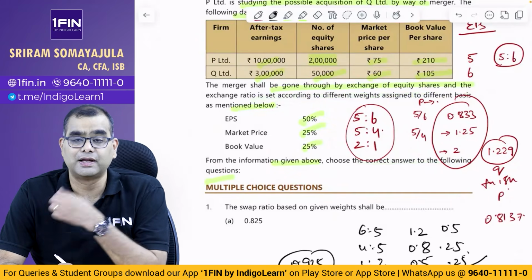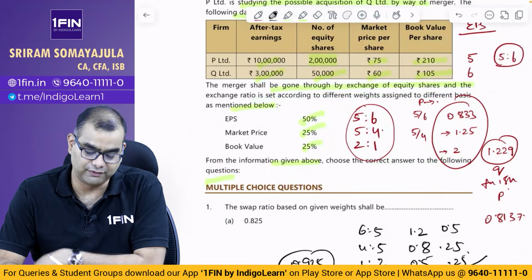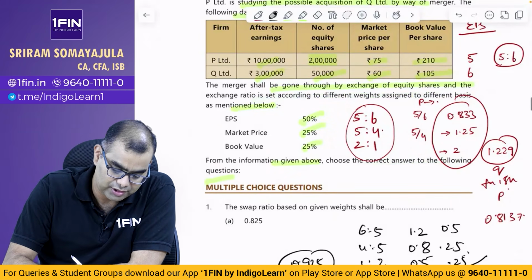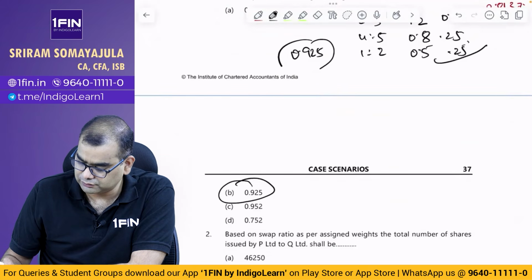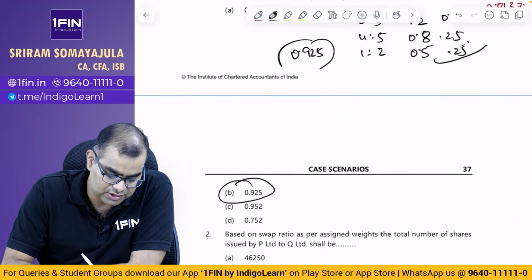0.925. What is this? For every share of Q, you will give 0.925 shares of P. Okay, 0.925. Is this there? Yes, this is there. Okay, so this is the way to do it.